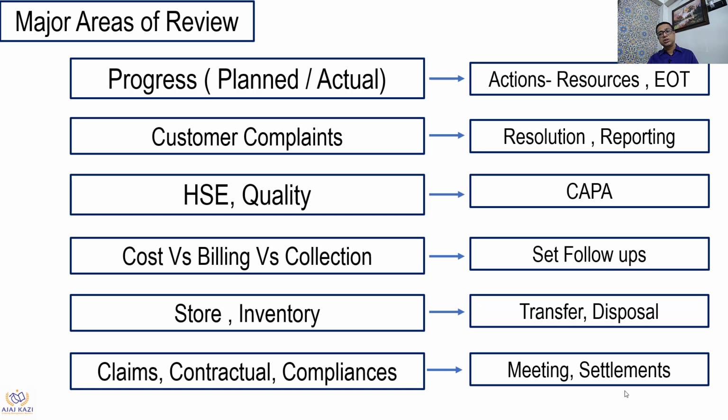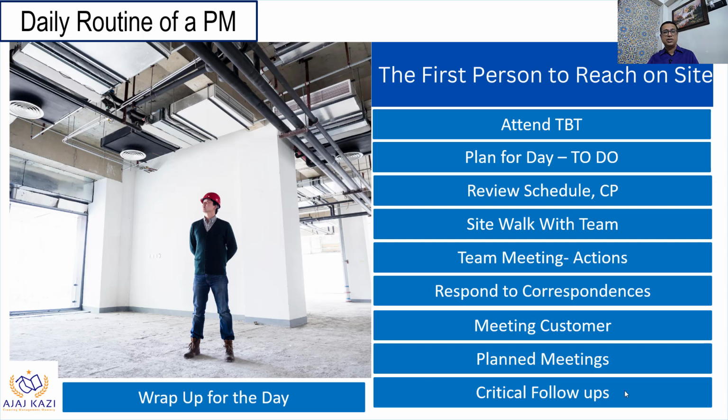Cost versus billing versus collection, you need to have proper follow-ups. Make sure that it happens on time. Stores and inventory: if you find inventory which is not going to be used in the project, transfer it, or you will have to dispose of it at your cost. Then there are a lot of related issues like claims and contractual communications, which you need to meet and settle. These are some of the areas of review and the action points.